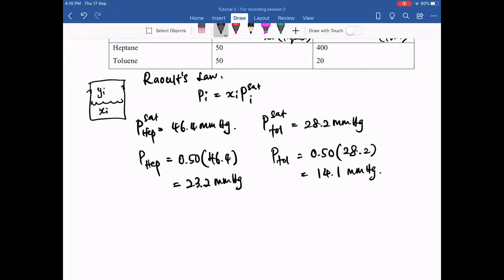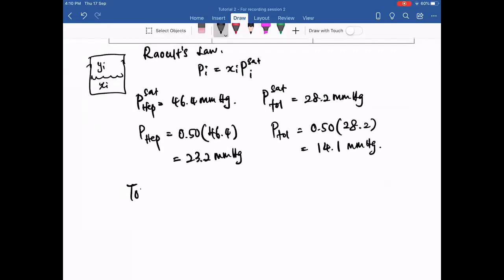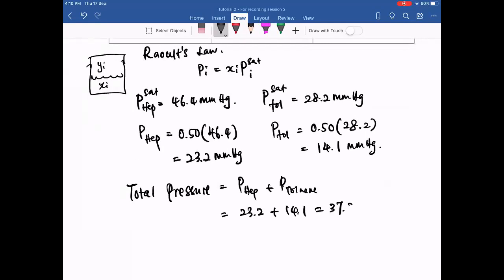Okay, so in that case, we have total pressure equals your P heptane plus P taurine. We have 23.2 plus 14.1. Total, we have 37.3 mmHg.